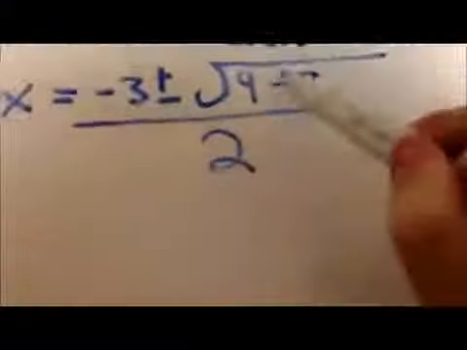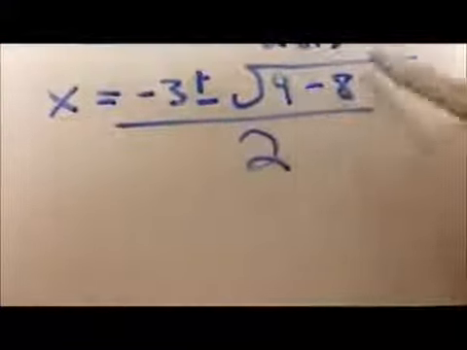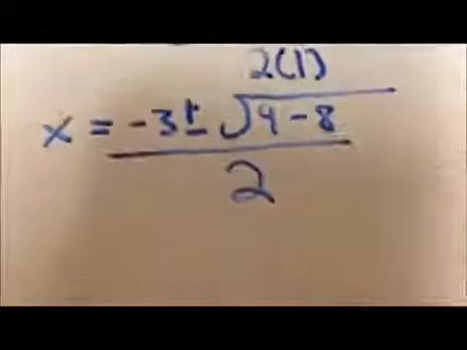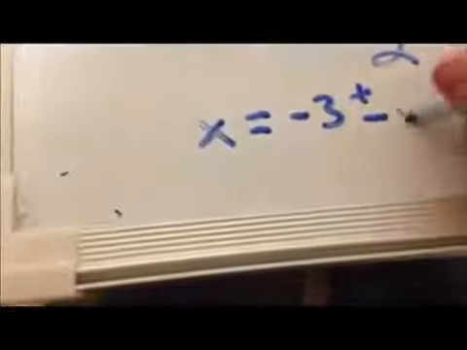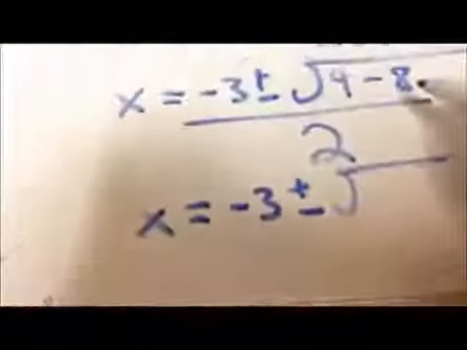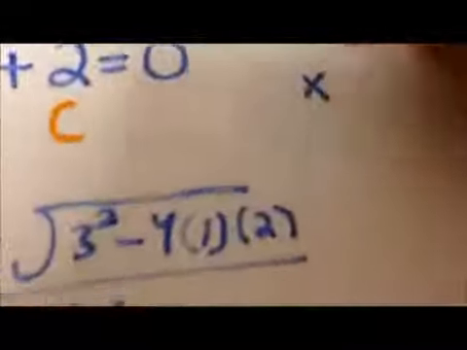Alright, so then we still have to subtract in the square root. So that is going to give us x equals negative 3 plus or minus the square root of 9 minus 8, which is 1, over 2. So now the square root of 1 is just 1. So x equals negative 3 plus or minus 1 over 2.